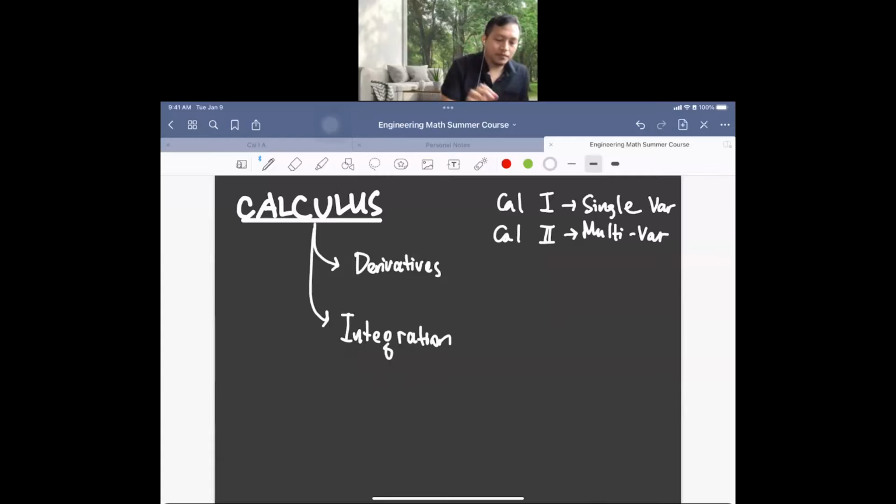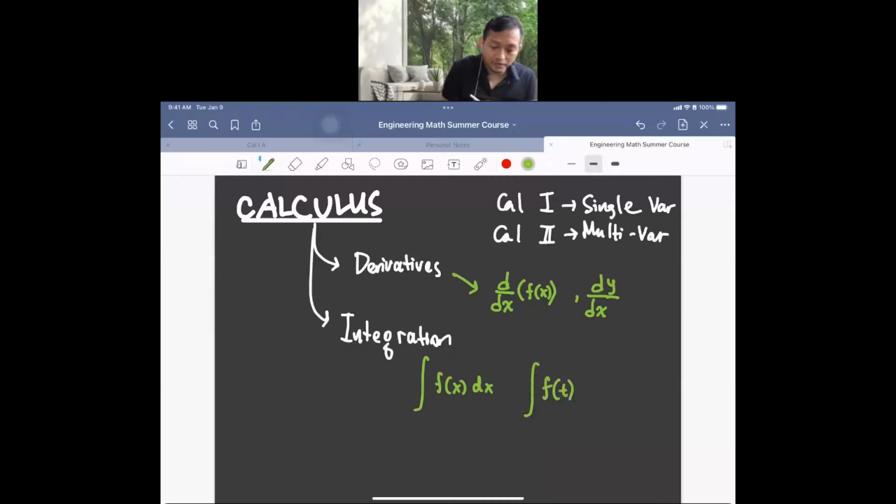Okay, and then in derivatives, there are some essential parts that you need to use frequently, right? We can say the tools for derivative using d/dx, right? If this is a function y or f of x, we can write like that, or simply as dy over dx. Integration, as you know, is the integral of f of x dx, or if you remember, sometimes we are using t for parametric or for the fundamental theorem of calculus.